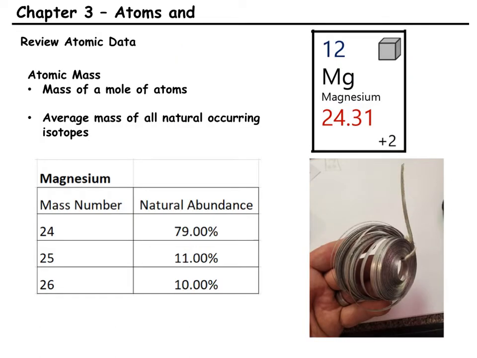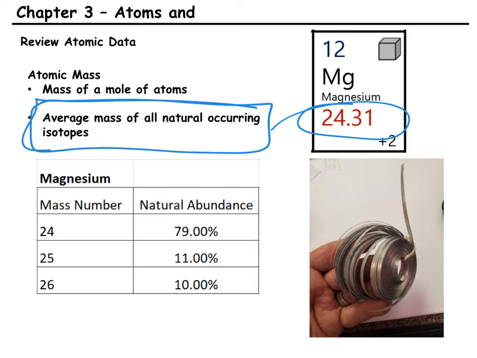All right, now, atomic mass. The atomic mass is a mass of 1 mole, but it's also the average mass of all the naturally occurring isotopes. Now, what do we mean by that? This chart here shows us the percent abundance for all the known isotopes for magnesium. So we have magnesium 24, 25, and 26.